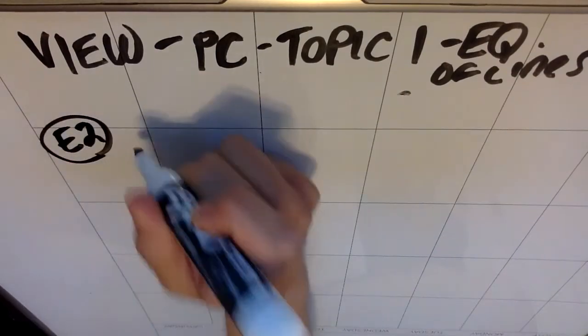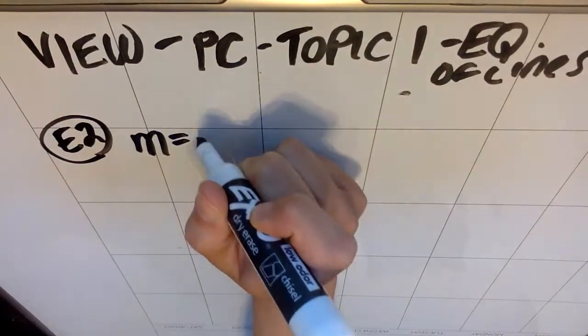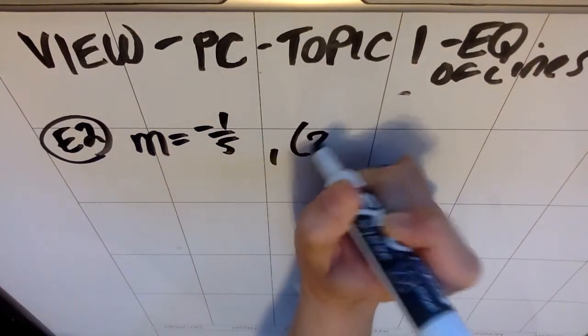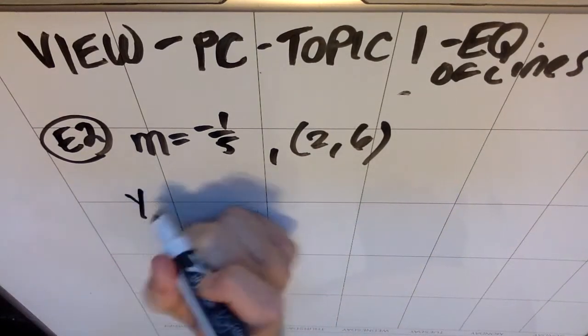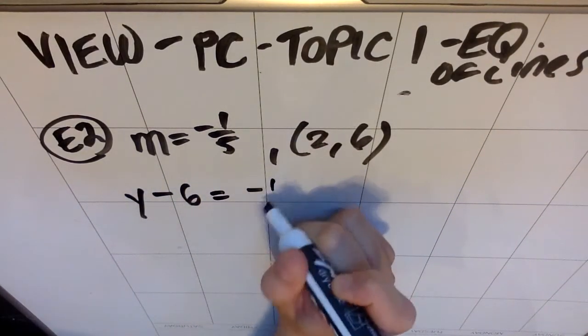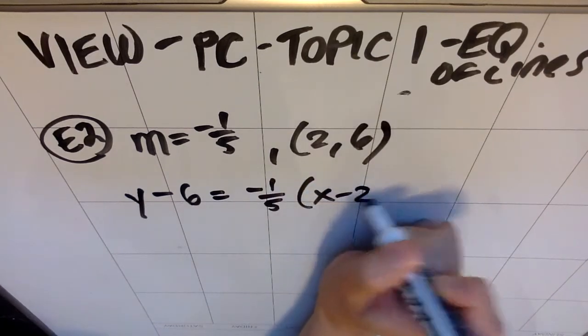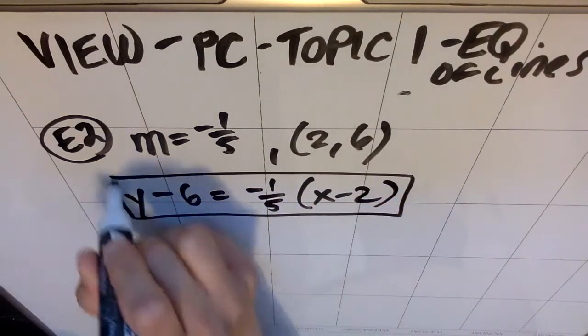So in example 2, we're asked to write the equation that has a slope of negative 1/5 and goes through the point (2, 6). So in example 2, you are actually handed the two pieces of information that I asked you to find. So boom, found them. y minus the y value equals my m, which is the negative 1/5, times x minus the x value. No incentive to clean it up.